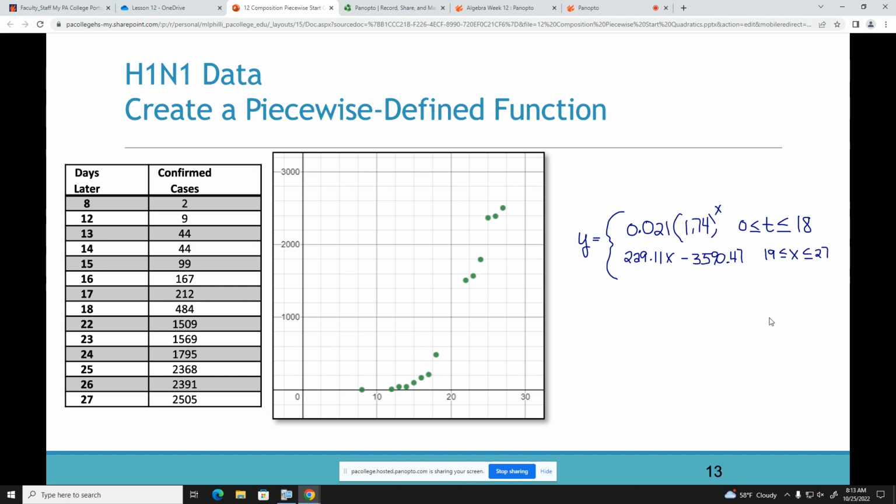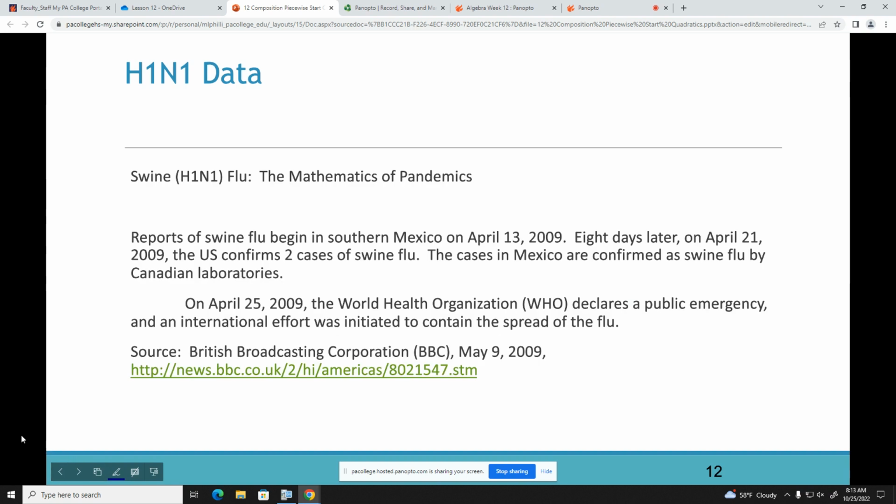Now, the H1N1 flu, part of why we have those two different trends is back in the article we read. So if I go back to this news blurb, we see that 12 days into this, the World Health Organization declares a public emergency and international efforts to contain the flu are implemented.